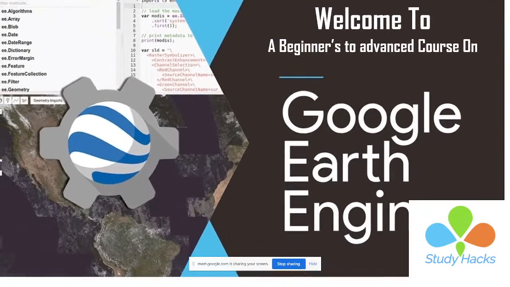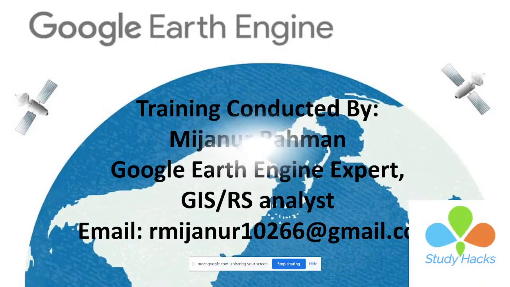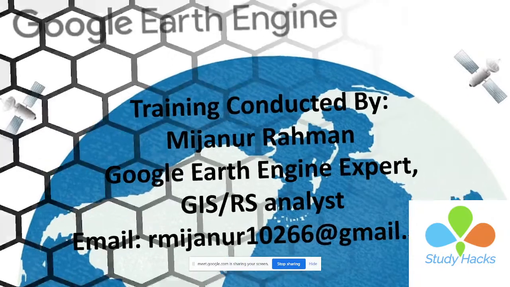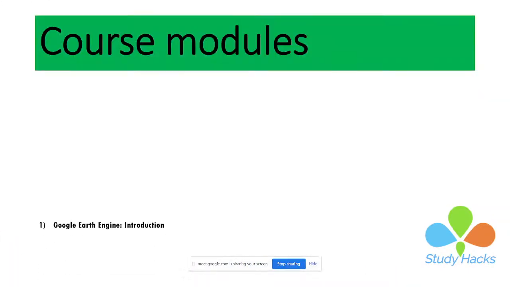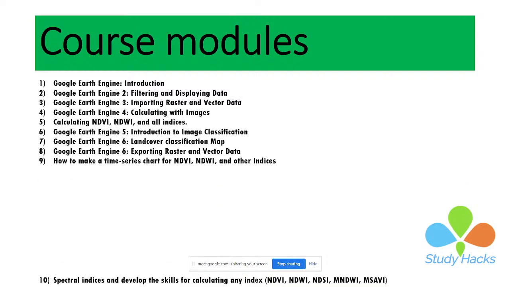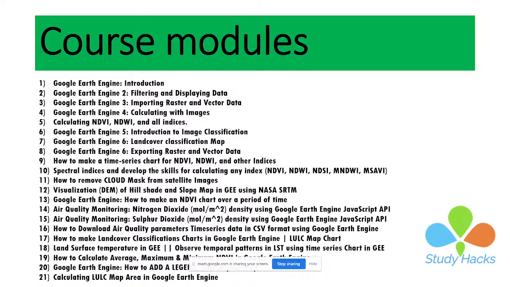Hi and welcome to the 7 days online training session on Google Earth Engine for remote sensing analysis, from beginners to advanced level. The course will take a total of 7 days, and I am the course coordinator. We already covered the first day, and today is our second day's course content. This is the full course content of the total 7 days. We will try to complete all of the content within the 7 days.